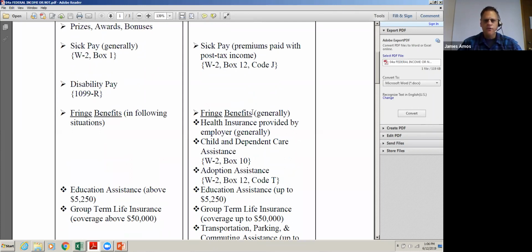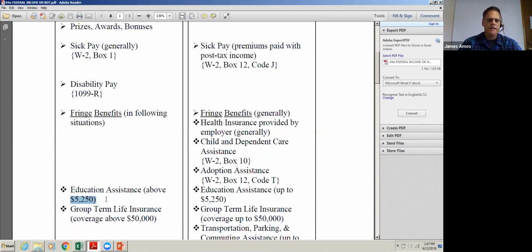Generally speaking, fringe benefits are not included in income. For example, health insurance that's provided by the employer usually will not be included. Child and dependent care assistance usually will not be included, but will be reported for other purposes on the W-2. Adoption assistance generally will not be included, but will be put on the W-2 for other purposes. Educational assistance will not be included usually as long as it's below this amount. If it gets above that amount, it will be included.